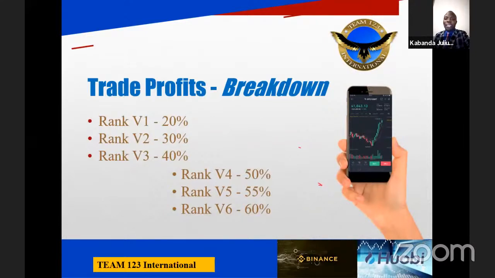Simple. But if you love talking to people like me, when you become a V1, you'll be earning 20% whenever the people are making profit in the Binance. When you become a V2, you'll be earning 30% whenever people are trading in the Binance. Amazingly, V3 40%, V4 50%, V5 55%, and V6 60%.